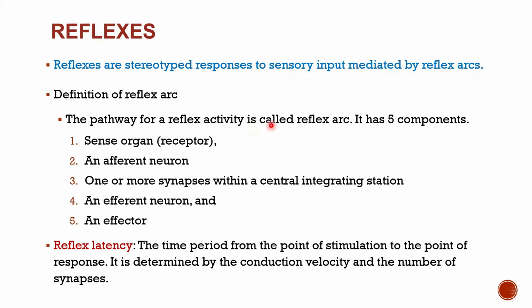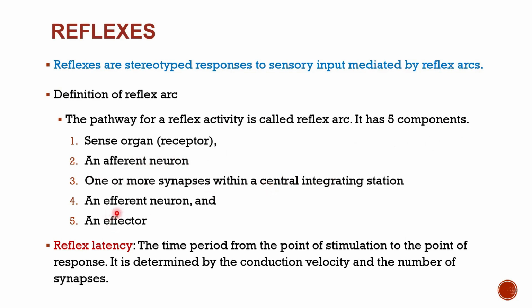And we have to remember that every reflex arc has 5 components. What are those? The receptor, which is going to receive the stimulus. An afferent nerve, which is going to carry the information from the receptor to the center. Then maybe one or more synapses while going to the center. Now, this center can be local, at the spinal cord level, or at the brainstem level, or at the higher center where it goes to the cortex.